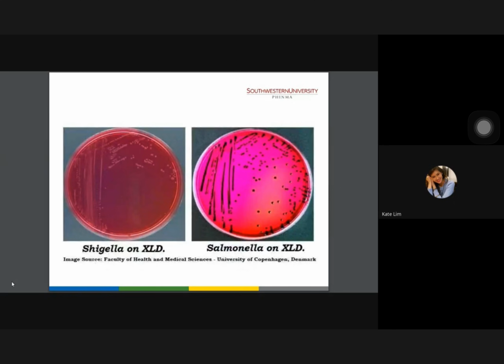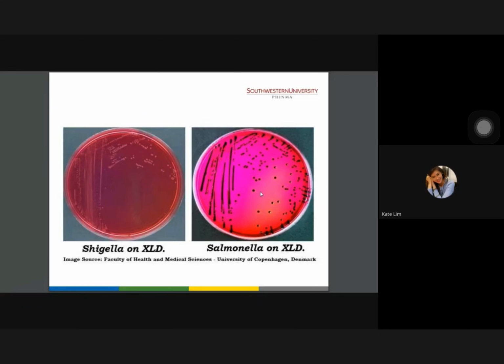Also the same with your XLD. What does XLD stand for? It stands for xylose lysine deoxycholate. So you can see here growth of both your Shigella and Salmonella. But again, what differs Salmonella from your Shigella? You can see Salmonella colonies are typically red with black centers. Why? Because Salmonella ferments xylose and can also produce hydrogen sulfide. That is why the red color of the Salmonella colony is because of the fermentation of xylose, while the black center indicates hydrogen sulfide production.